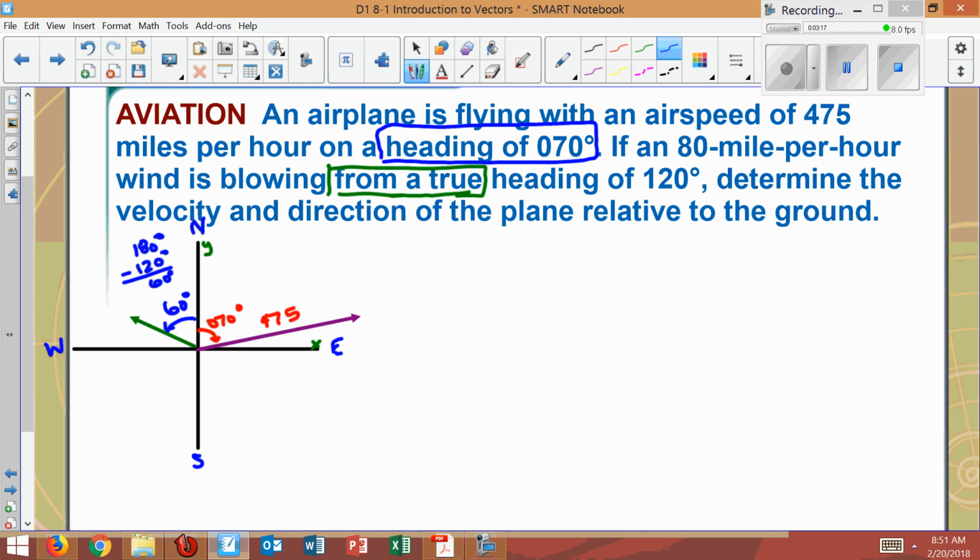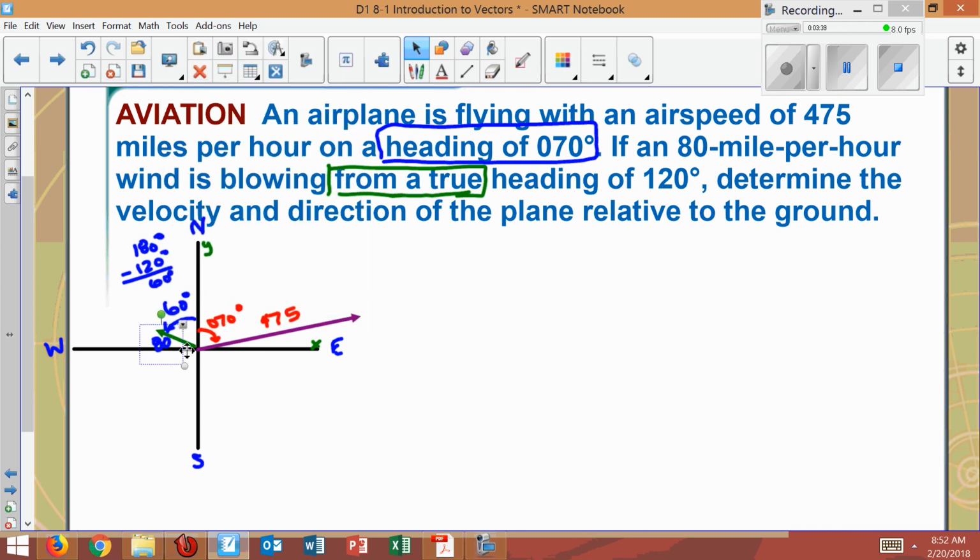Now it says determine the velocity and direction of the plane relative to the ground. So if I wanted to figure that out, what I would do is write these tip to tail. Now I need to also put on here, this is 80 miles an hour. So this is going to be a lot shorter. If that's 475, this needs to be 80. So I'm going to add that as well to my picture here. That represents 80.